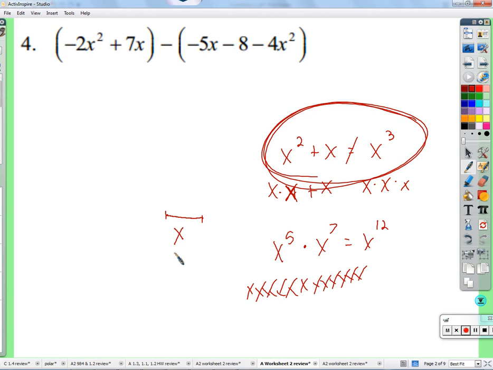All right, so let's pretend this length represents x. Like x is some amount of feet. Just 1 foot to make it easier on ourselves just to think about. If this is x, how could I use this length to show you x times x?